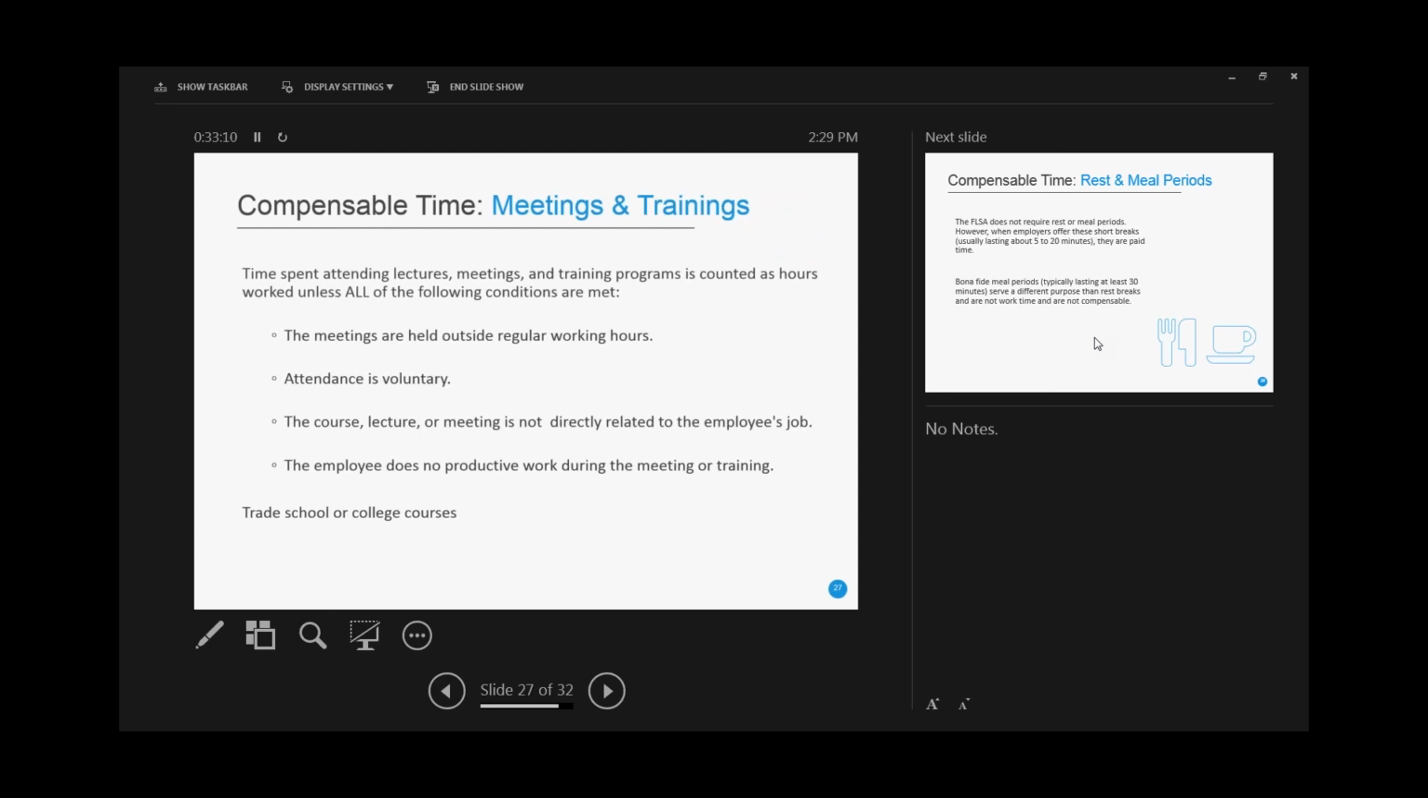With trade school or college courses, employees who voluntarily attend courses at independent schools, colleges, or trade schools outside of their regular working hours are not engaged in compensable work time, even if the instructional program is related to their current job. And the key here is that it's voluntary. Also, voluntary attendance by employees outside working hours at an employer-sponsored course that corresponds to courses offered by independent learning institutions does not constitute work hours, even if the courses are job-related. And again, the key word here is voluntary.